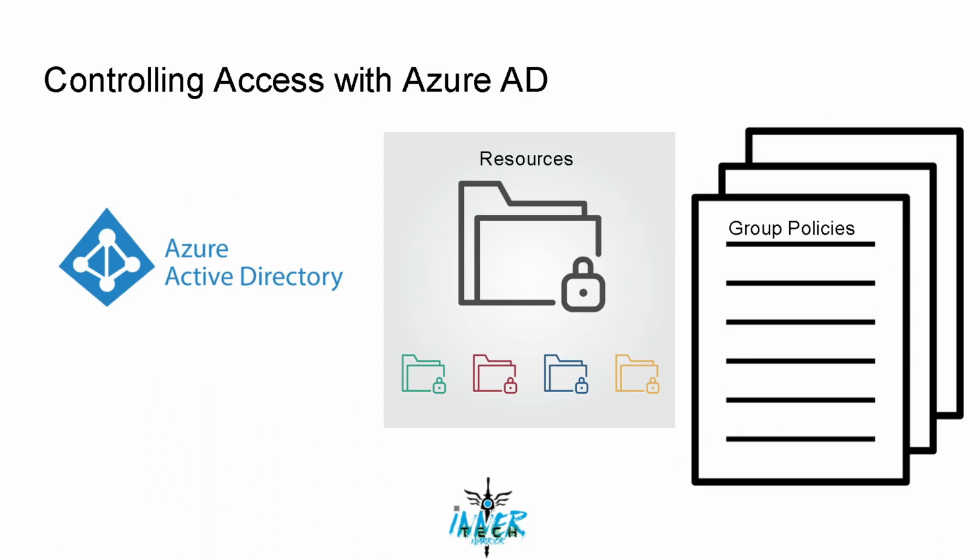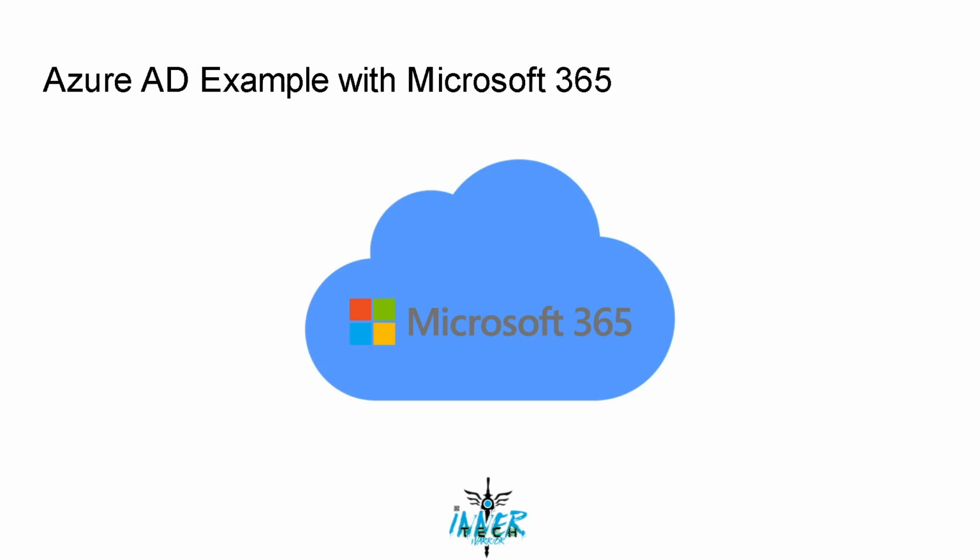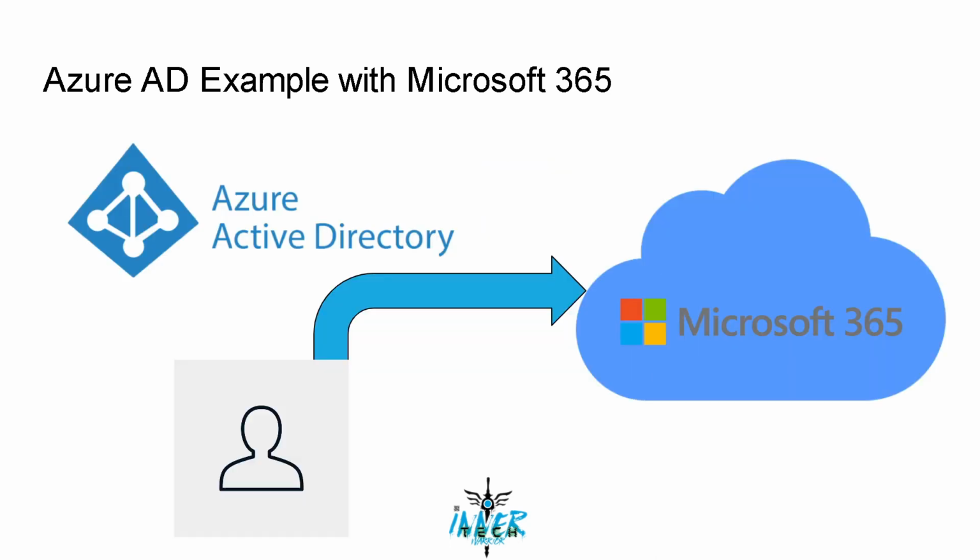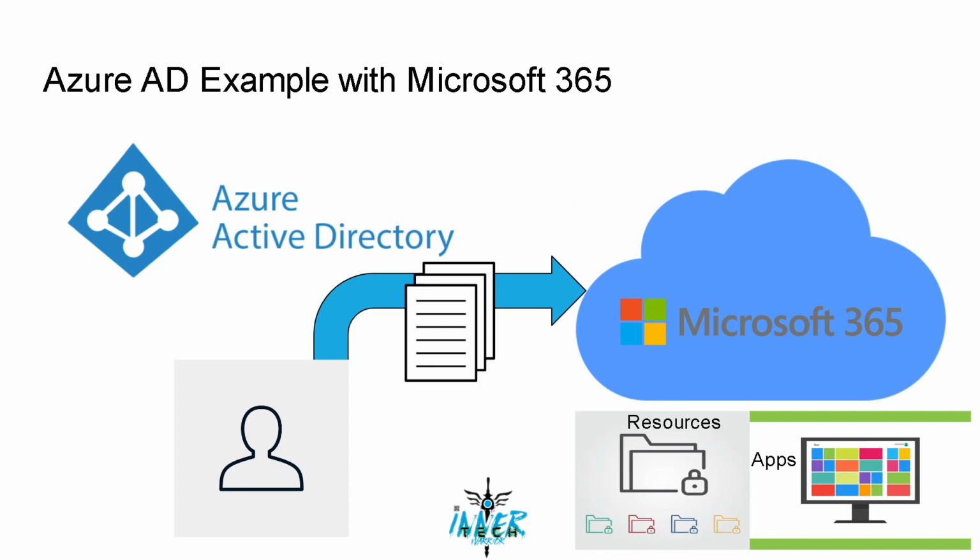Just like with regular Active Directory, administrators can use Azure AD, Azure Active Directory, to control access to resources and apply policies across an organization. But with Azure AD, these resources can include cloud apps and resources as well as traditional on-premises resources. For example, let's say Intertech Warrior uses Microsoft 365, which is a cloud-based service. With Azure AD, you can manage the employees' access to Microsoft 365 and other cloud-based services from one place. You could set up rules to control who can access which apps and data, and apply security policies to help protect the organization's information.